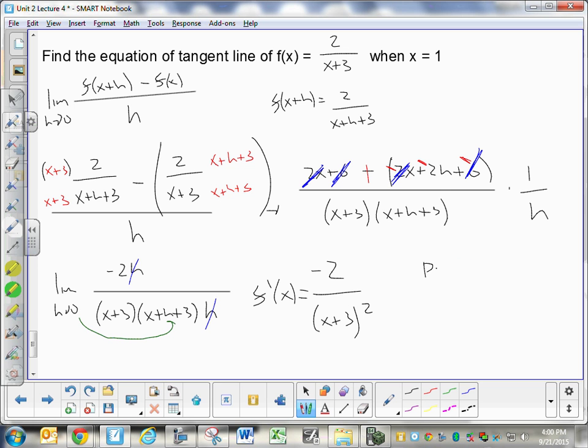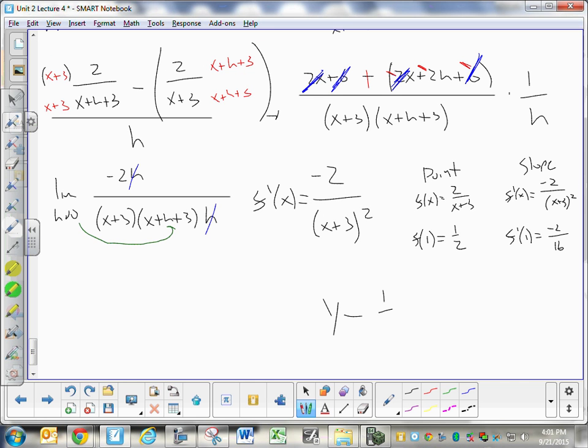I will have my points, which will come from f of x. F of 1 would be equal to 2/4 or 1/2. And then my slope will come from my buddy function that will tell me the tangent slopes anywhere. At 1, we'll have 4 squared, which is 16, so negative 2 over 16, or negative 1/8. And we'll have the equation y minus y1 is equal to my tangent slope, x minus 1.